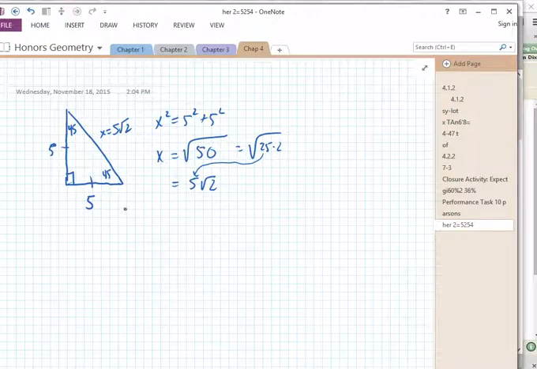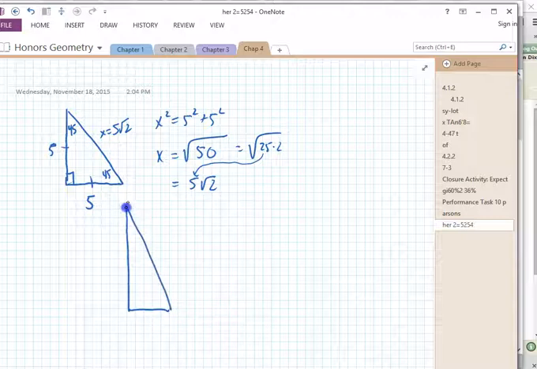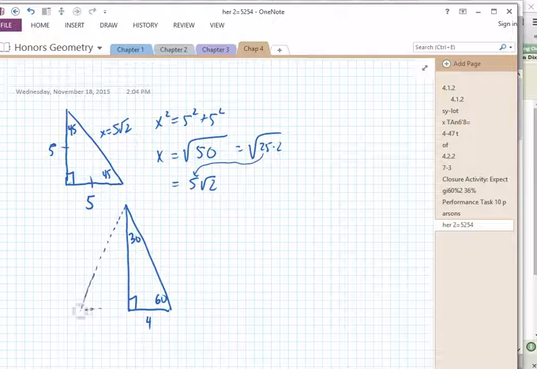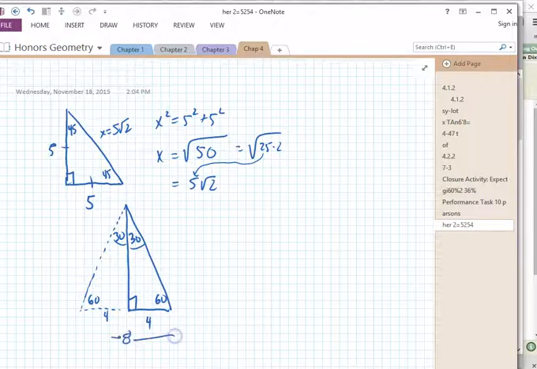You can do the same thing with 30, 60, 90 triangles. So if this was a 30, 60, 90 triangle, and let's say we knew this side down here was 4, then a 30, 60, 90 triangle is half of an equilateral triangle, because that would give us 60 there. 30 and 30 at the top is 60, so that's half of an equilateral triangle, so that would be 4. And now we can see that if this side is 8 going all the way across here, then these would have to be 8 as well.